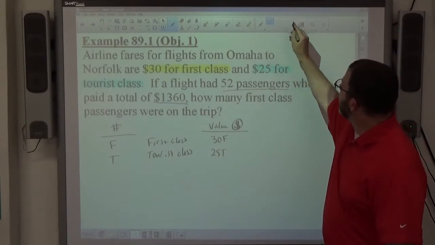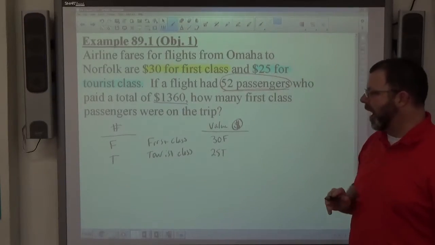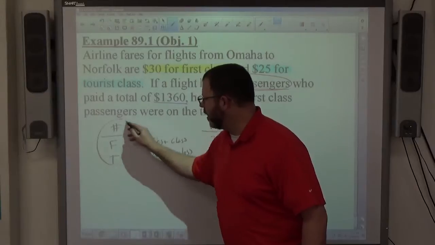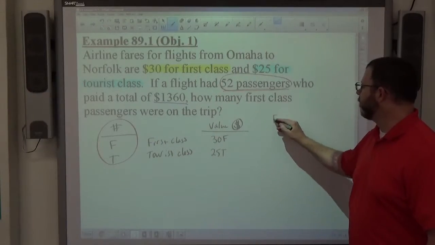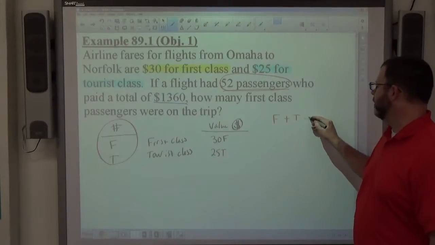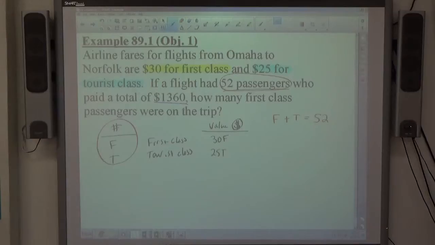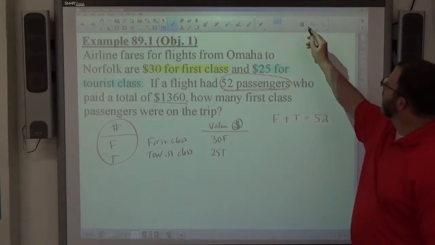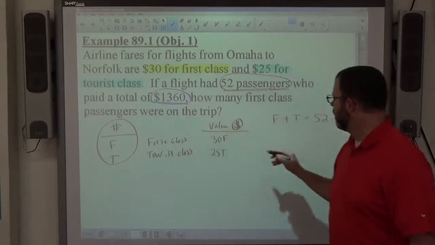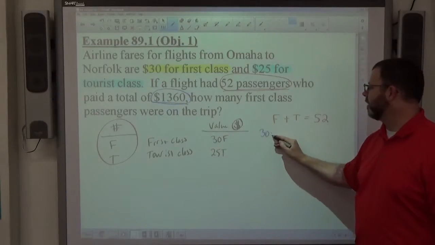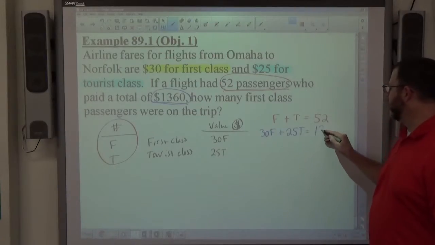So if I look at fact number 1, 52 passengers has to do with how many passengers. So the number of tickets sold is what's going to help us get the equation there. So the number of first class plus the number of tourist class together makes the number of passengers 52. Then the other fact we have is that the total amount spent on all these tickets was $1,360. The amount spent on first class tickets plus the amount spent on tourist class tickets should equal the amount spent altogether.